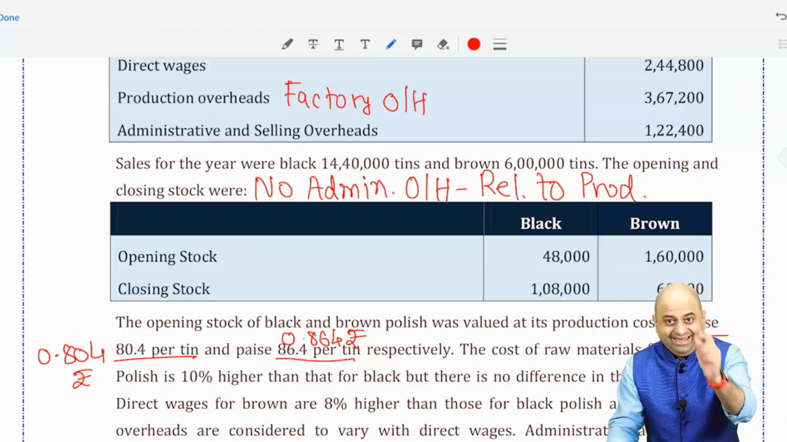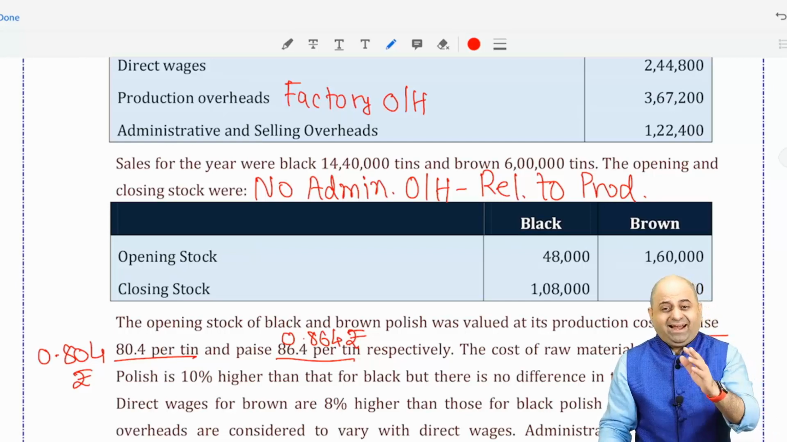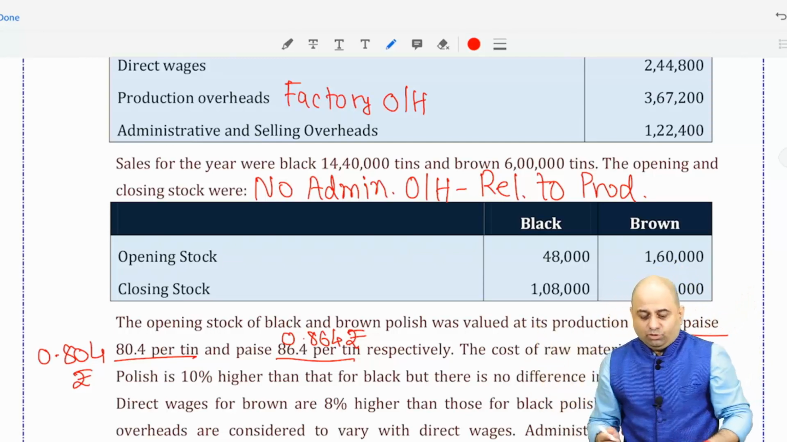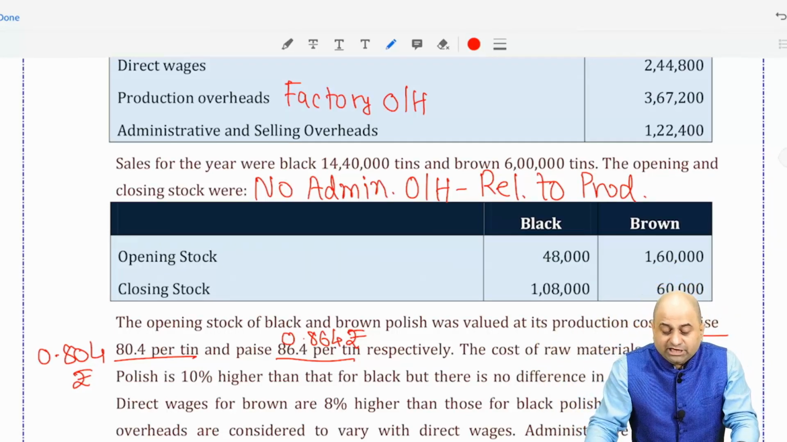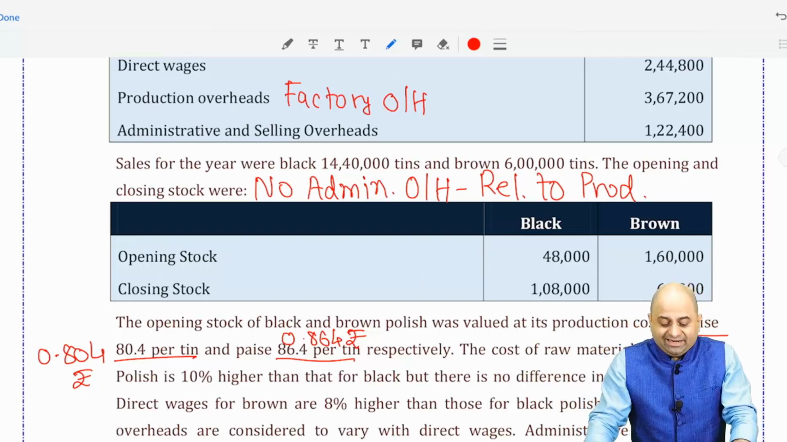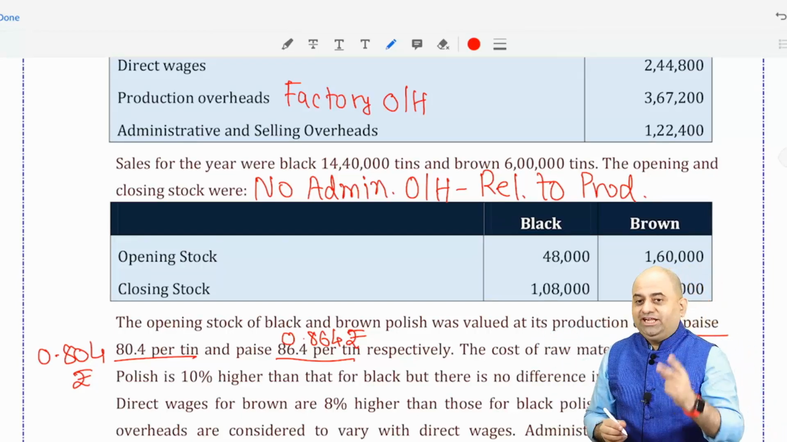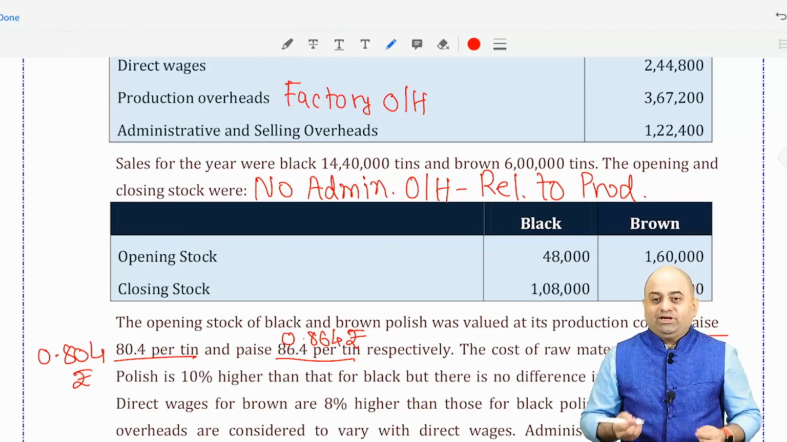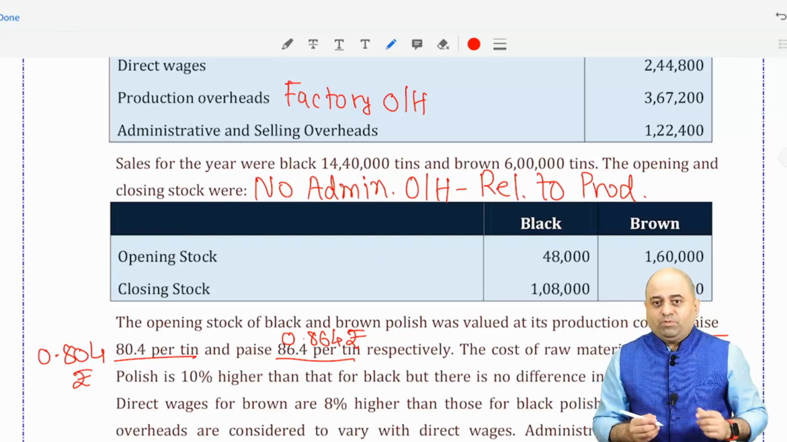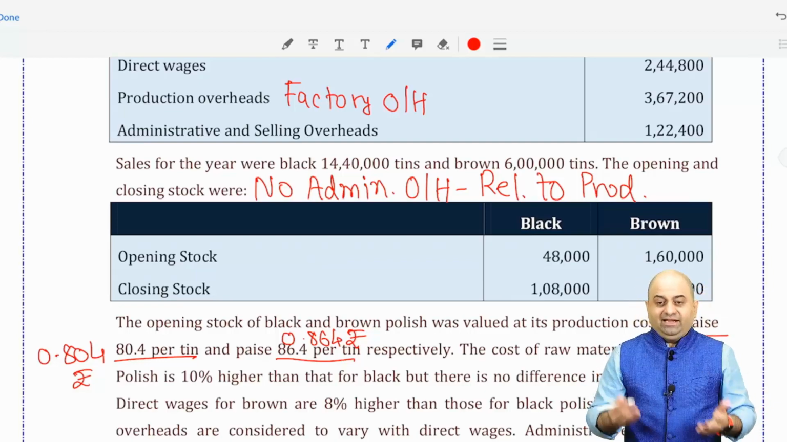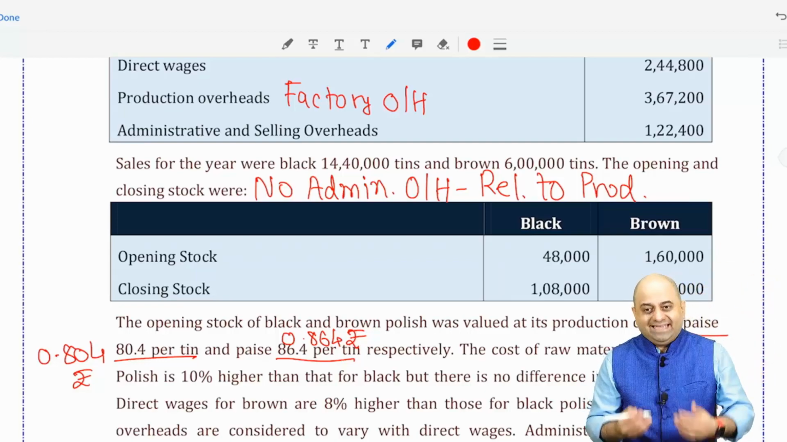Now, there comes a sentence on which practically the whole question was based. I mean, it was the similarity which was carried through further. It said that the cost of raw materials for brown polish is 10% higher than that for black, but there is no difference in the cost of tints. The connection is given between direct materials of two products, black and brown. Direct materials, unless otherwise specified, is a variable cost. So is direct wages. Let us perform these calculations for our benefit at least once, and then of course the whole question will go in the same manner.